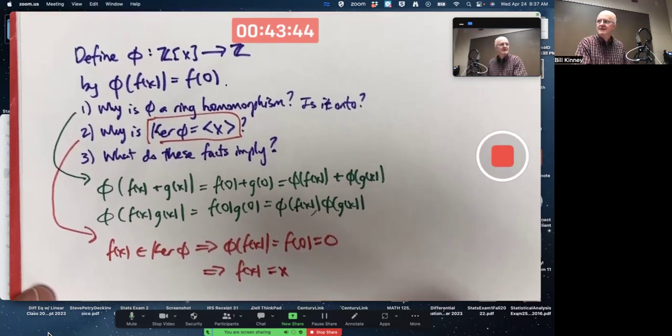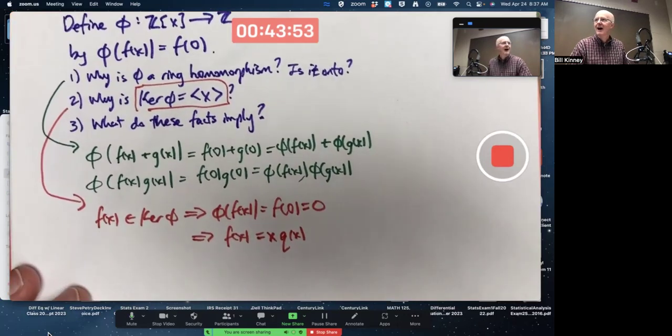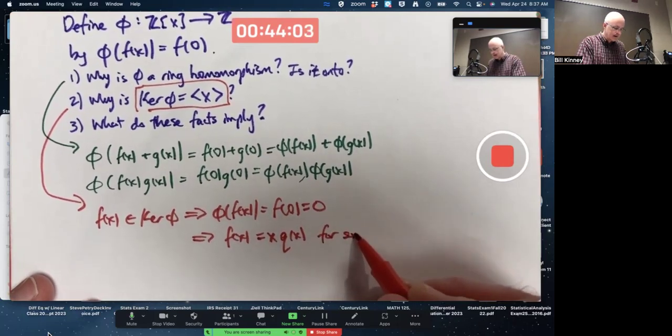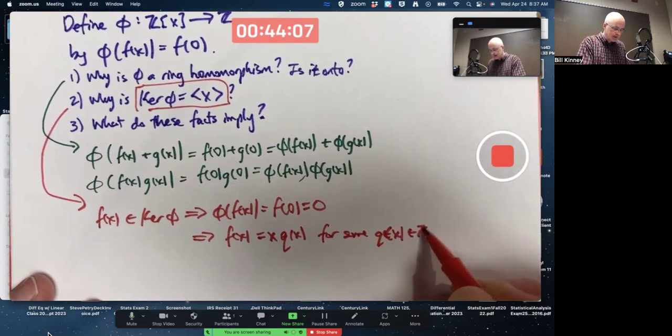That means f(x) is x times some other polynomial. I can factor out an x. I called that other polynomial r(x) before. I'm going to call it something different this time. I'm going to call it q(x) for quotient this time. I don't want to use r(x) here because that will stand for remainder in chapter 16. So f(x) is x times q(x) for some q(x) in the polynomial ring.